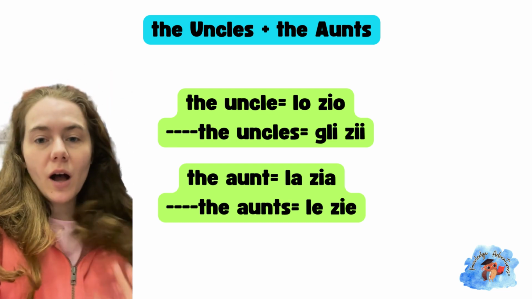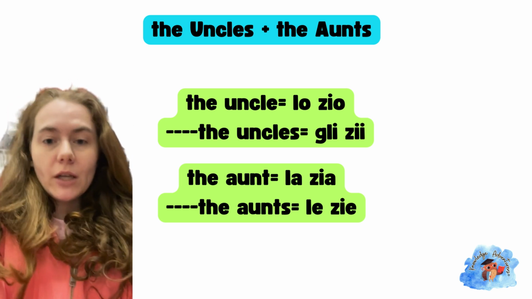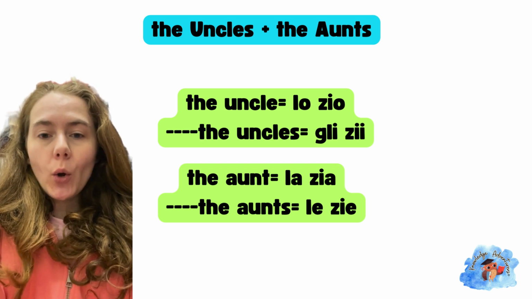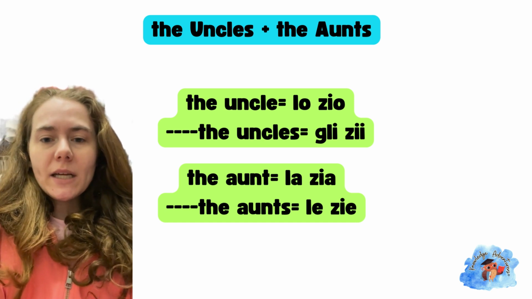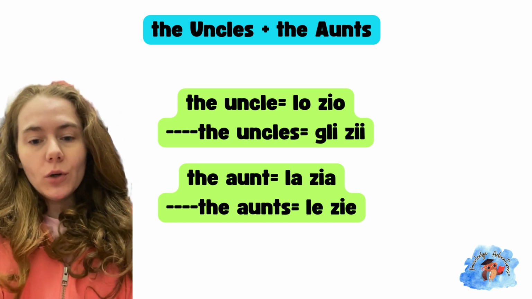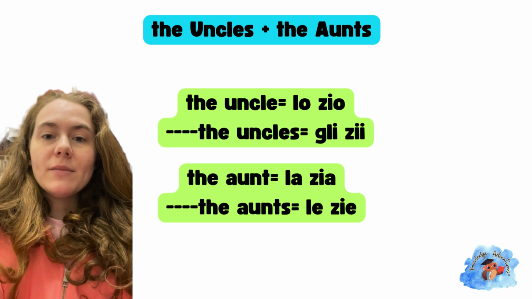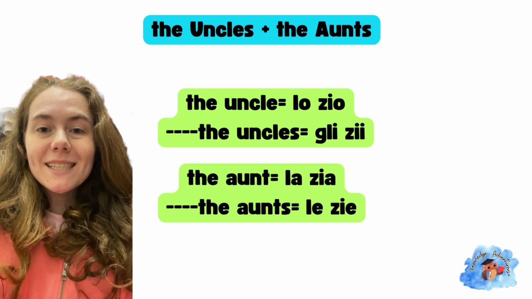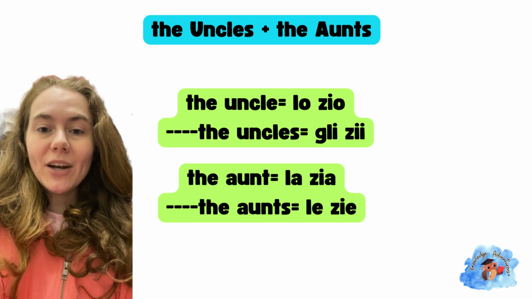To say the plural of uncle and aunt, it would be helpful to know how to say them in singular first. So to say the uncle is going to be lo zio. When I go to plural, it becomes gli zii. And that's because I'm changing the O to an I. Singular to plural rule: lo zio, gli zii. All right, when I am saying the aunt, this is la zia. The aunts, le zie. Our A changes to a letter E.